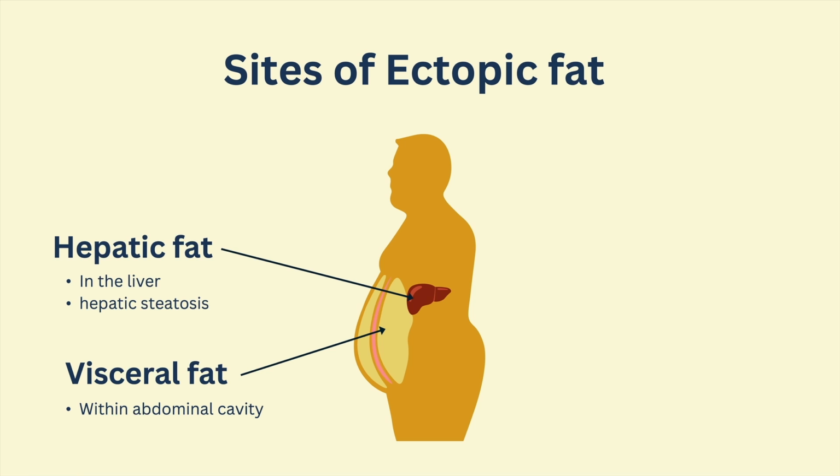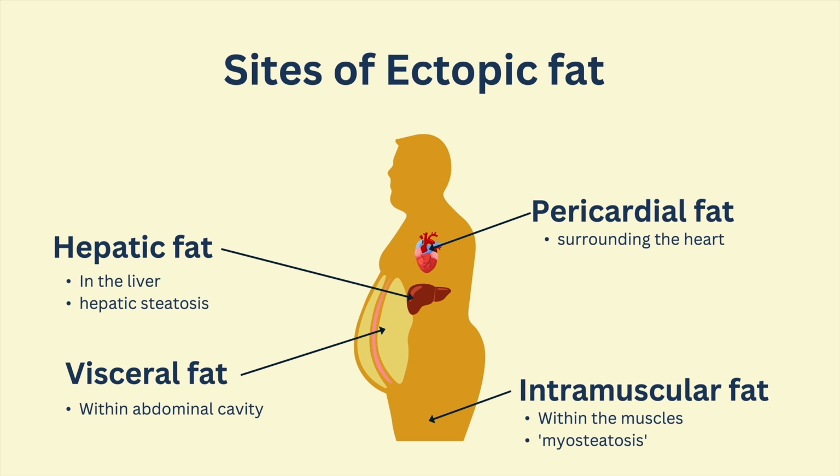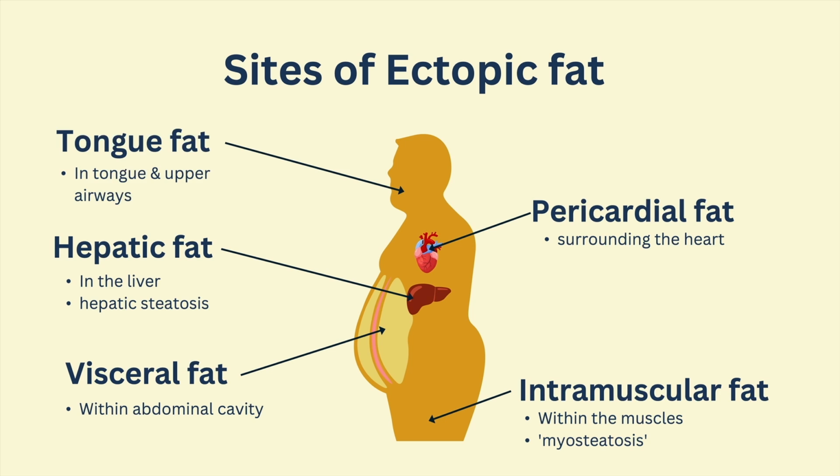So we've got fat inside the liver, which is known as hepatic steatosis. We've got fat around the heart, pericardial fat. We've got fat inside the muscle, known as myosteatosis. And there's even ectopic fat in the upper airway and the tongue. So what does this look like?